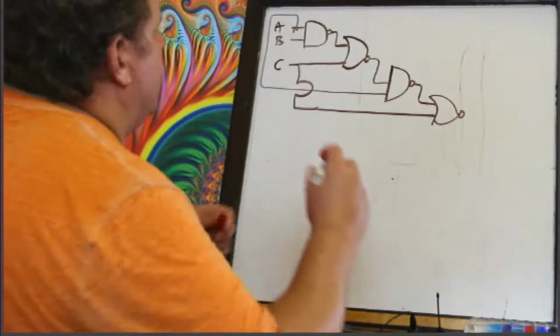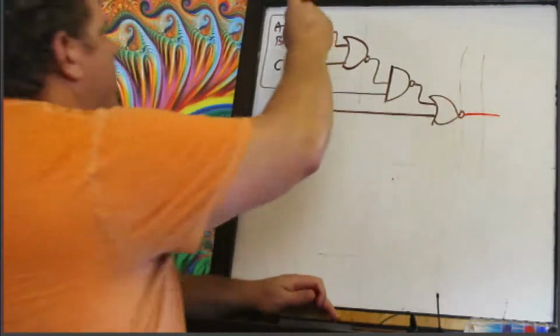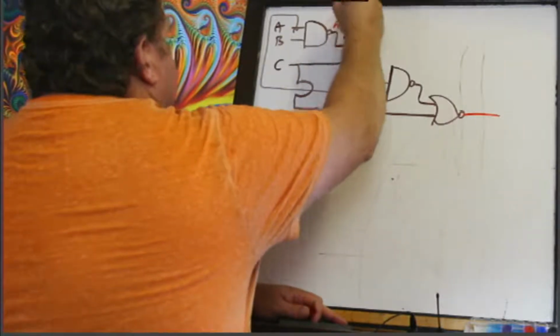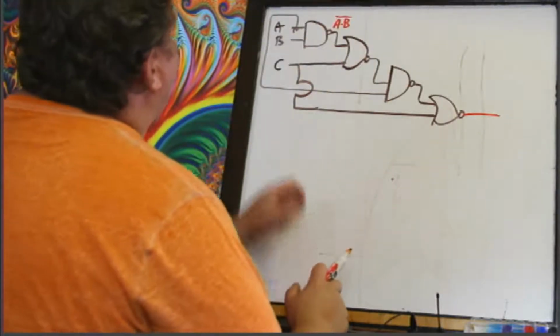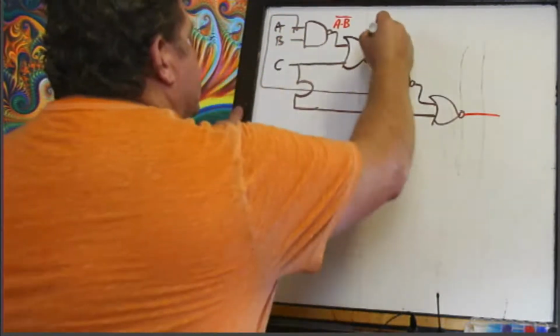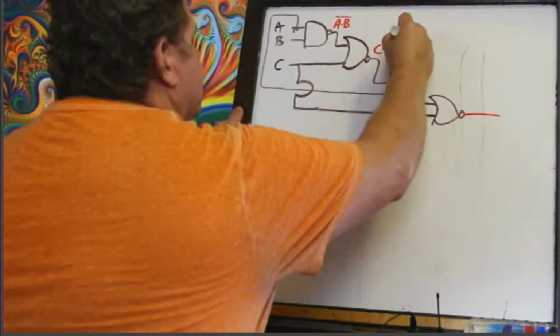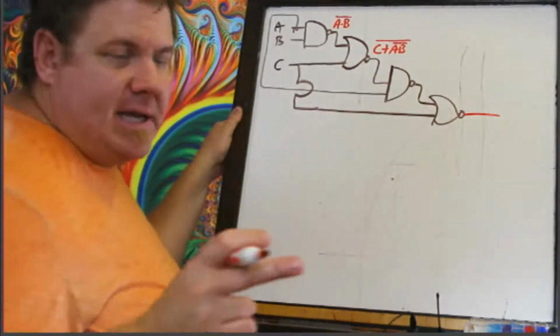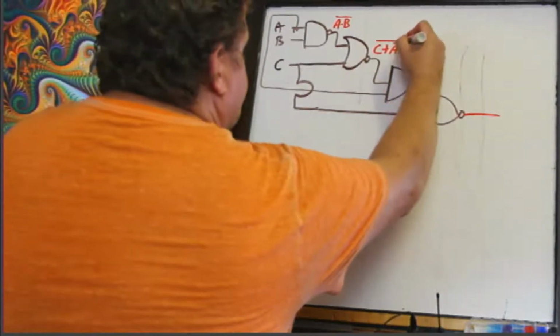Okay, so let's go ahead and take the first one up here. This is a NAND. That's the output of that gate. That becomes the input of this NOR with C. So it's C plus AB, and then the whole thing NOTed. Got to keep these things straight, okay?